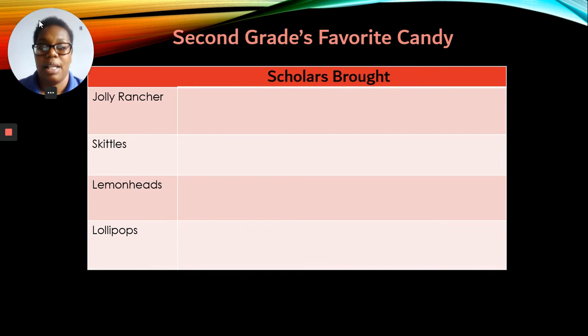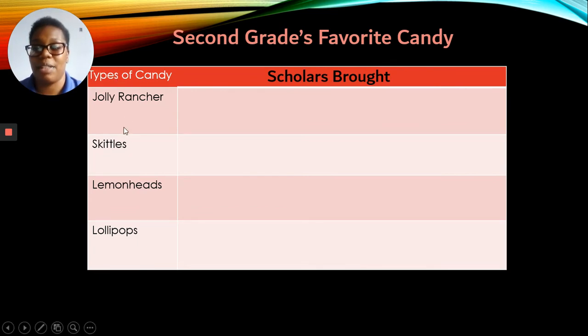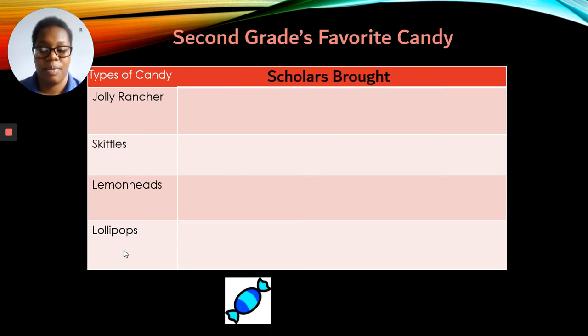We're going to put how many scholars brought candy. So how many candies did scholars buy? That's going to be on our horizontal axis. On our vertical axis, we have our Jolly Ranchers and our types of candy, okay? Next, let's bring in our candy. That equals 1 scholar. So 1 piece of candy equals 1 scholar.